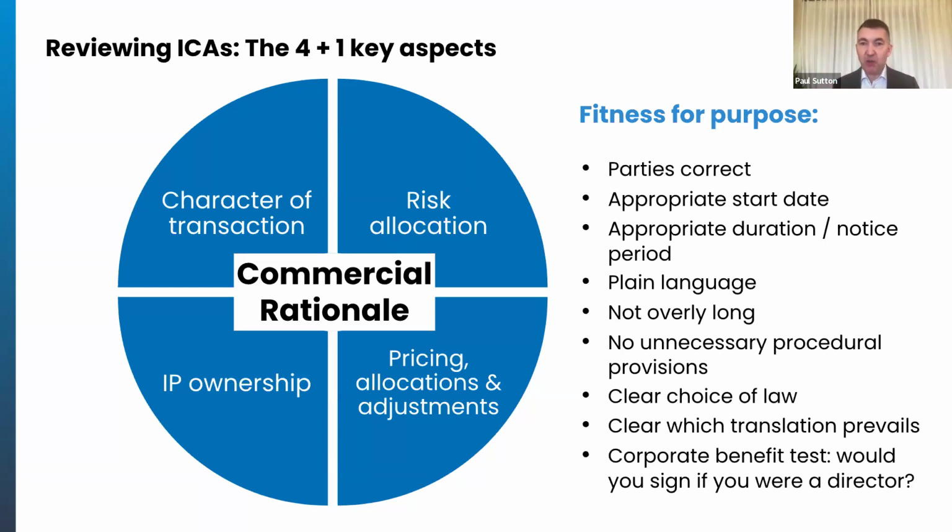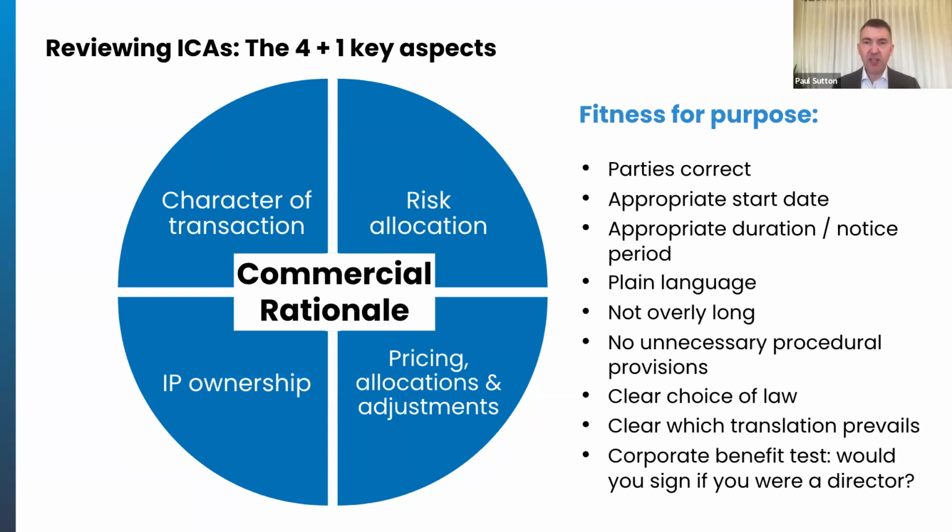So we need to keep the agreements as simple as possible in terms of the language used. We need to avoid unnecessarily long agreements. We need to avoid unnecessary procedural provisions which may not be followed. And then at the bottom is the corporate benefit test, which is basically saying, if you were a director on behalf of each of the entities, would you sign? Would you put your name to this as being something which is appropriate in the interests of each entity of which you are a director?